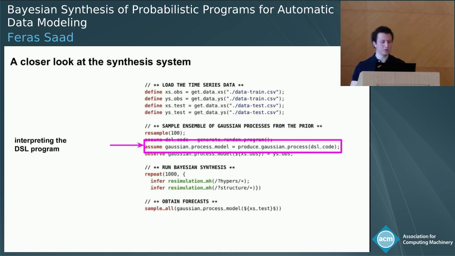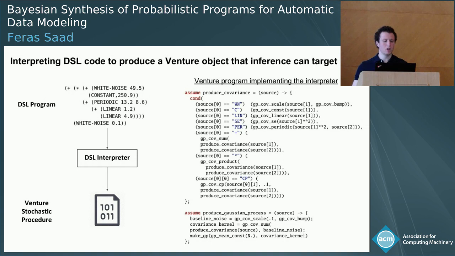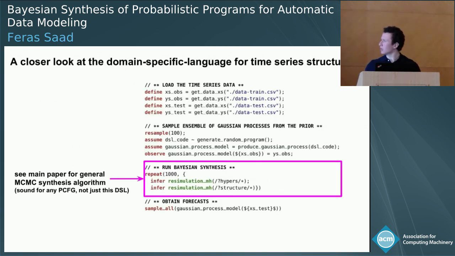Now, we also write a small interpreter for the DSL program, which takes the DSL and returns what's known as a Venture stochastic procedure. And this allows me to leverage probabilistic inference in Venture and simplify my synthesis by reusing the general purpose inference machinery in the system. And finally, there's the Bayesian synthesis algorithm, which is a big component of the work. And what we've shown in the main paper is that the synthesis algorithm is sound for any PCFG, not just the Gaussian process DSL. And I'll refer you to the paper for more of those details.